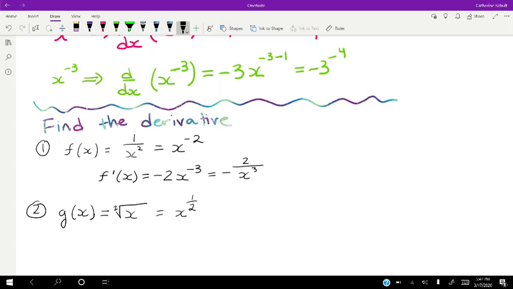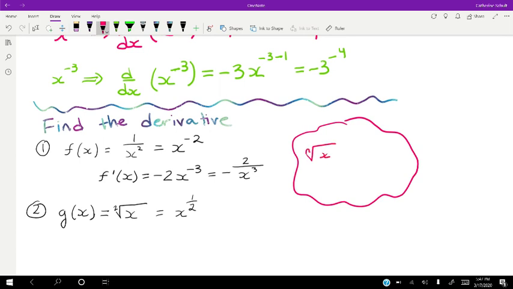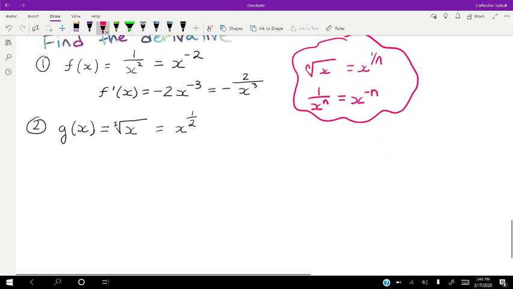So a little side note, thought bubble. From your pre-calc, remember the nth root of x is just x to the 1 over n. All right, so we had that from pre-calculus. Also, let's write it since we're here: 1 divided by x to the n is x to the negative n. All right, so those are the two properties we used. Okay, so now that we have that, we can find the derivative.